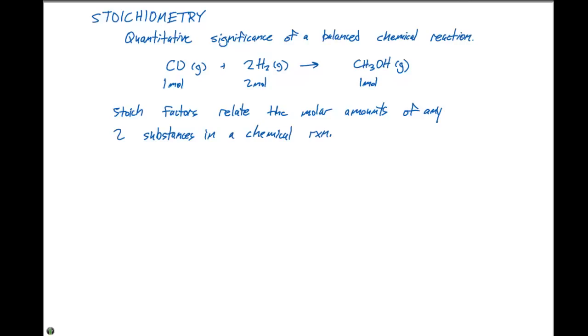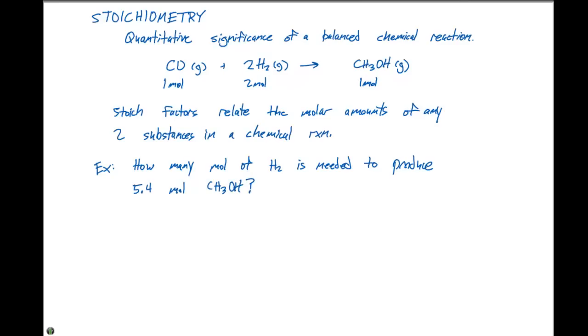So from this we can answer various examples, like the following. In this example, we're going to ask how many moles of H2 is needed to produce 5.4 moles of CH3OH. So initially, we're going to start with our 5.4 moles of CH3OH.